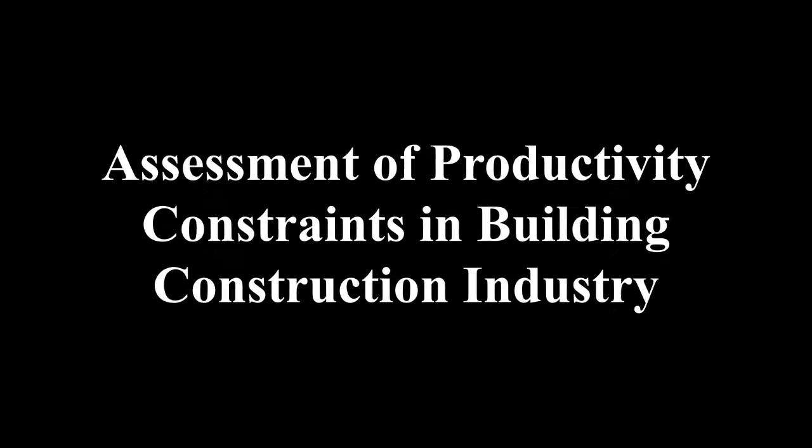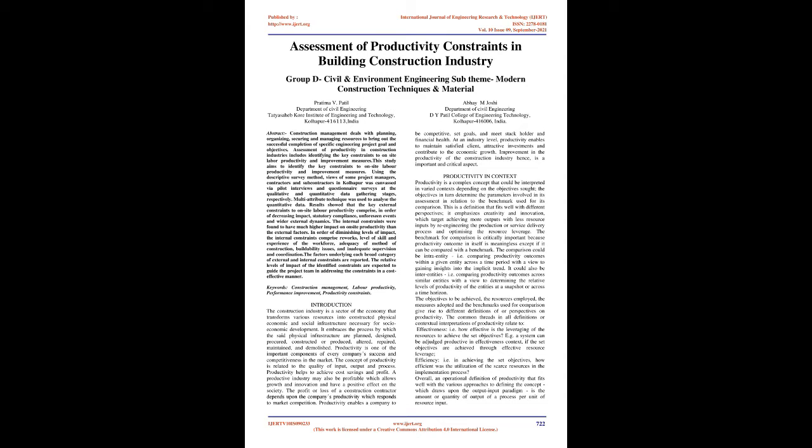Assessment of productivity constraints in building construction industry. Abstract: construction management deals with planning, organizing, securing and managing resources to bring out the successful completion of specific engineering project goals and objectives. Assessment of productivity in construction industries includes identifying the key constraints to on-site labor productivity and improvement measures. This study aims to identify the key constraints to on-site labor productivity and improvement measures.